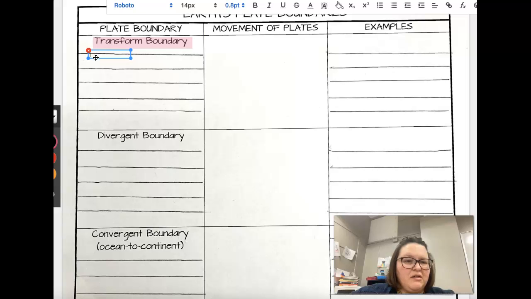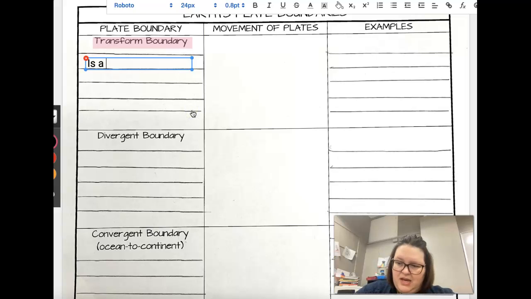I'm going to come in here. Obviously, you will be writing. I am typing. That's just how it works right now. And you will have to pause the video to make sure that you are able to get the definition. So don't worry about pausing it whenever you need to. So a transform boundary is, I'm going to make that bigger for you, I'm sorry.